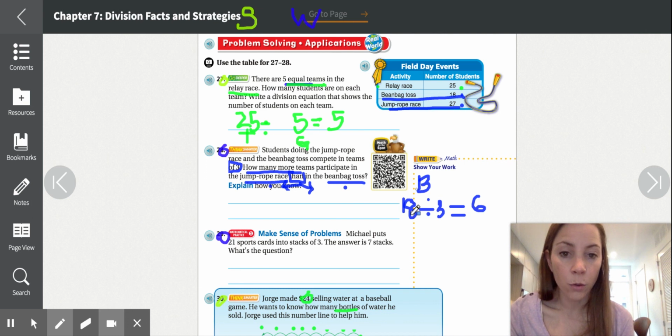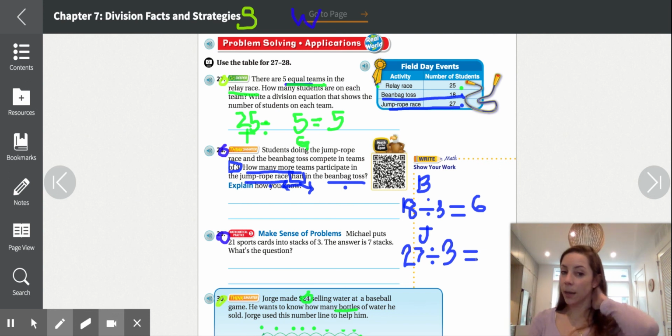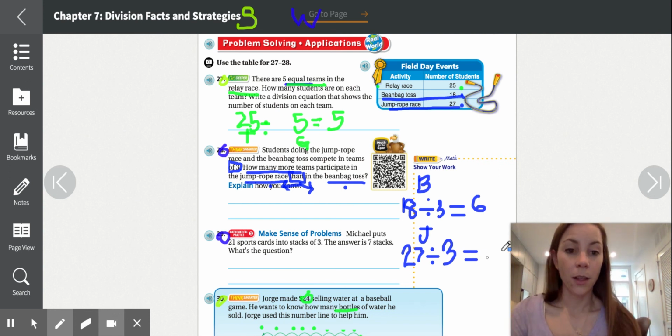Then I would do jump rope. Their total is 27. So I'm going to start with 27 for them. But they also are making teams of 3. So I'm still going to divide by 3. 27 divided by 3, if you use a multiplication fact, 3 times what equals 27? 3 times 9.